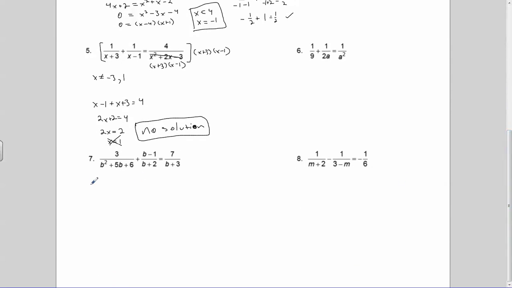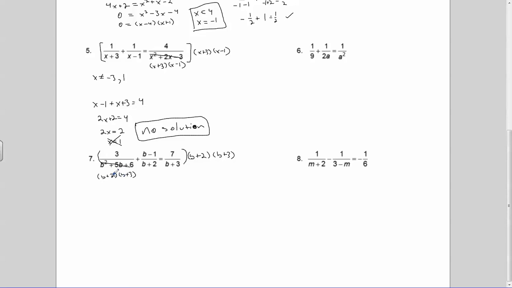Number 7. Going through the same process here, we'll factor (b + 2)(b + 3). Now we're going to multiply everything by our least common denominator, which is going to be (b + 2)(b + 3).